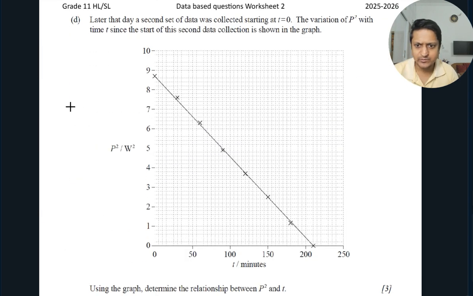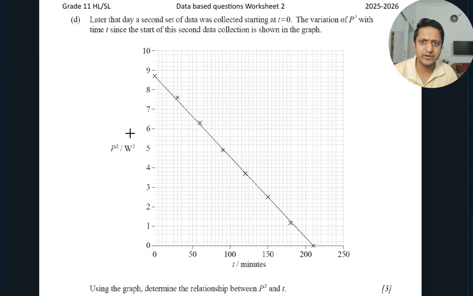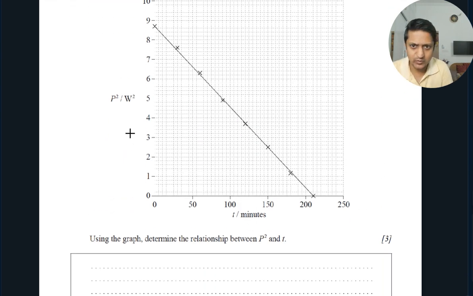Now let's do the next part. Later that day, a second set of data was collected starting at t equal to 0, and the variation of p square with time t since the start of this second data collection is shown in the graph. Using the graph, determine the relationship. So basically we need to calculate the graph equation, that is y equals mx plus c.